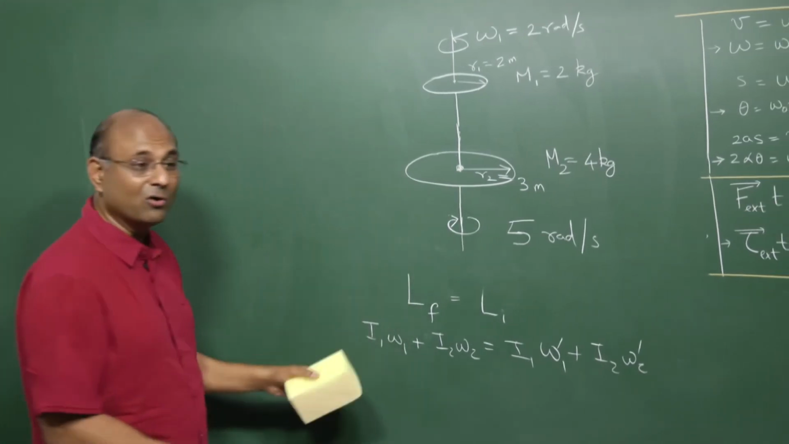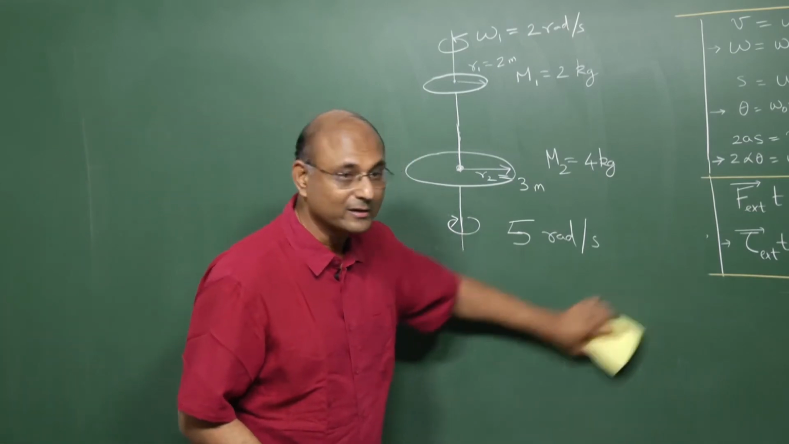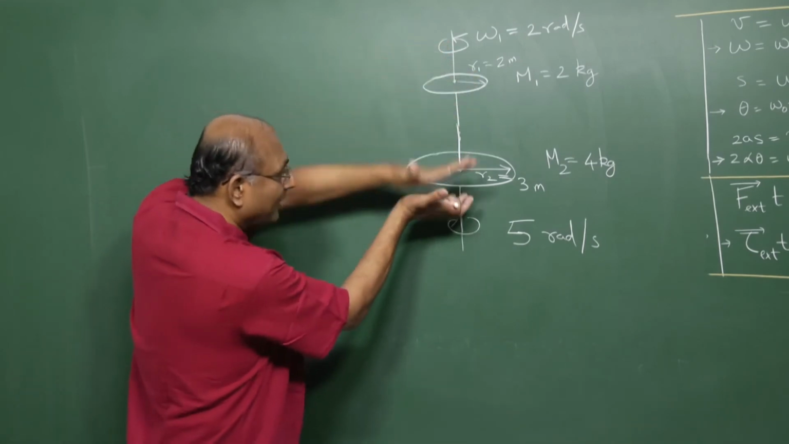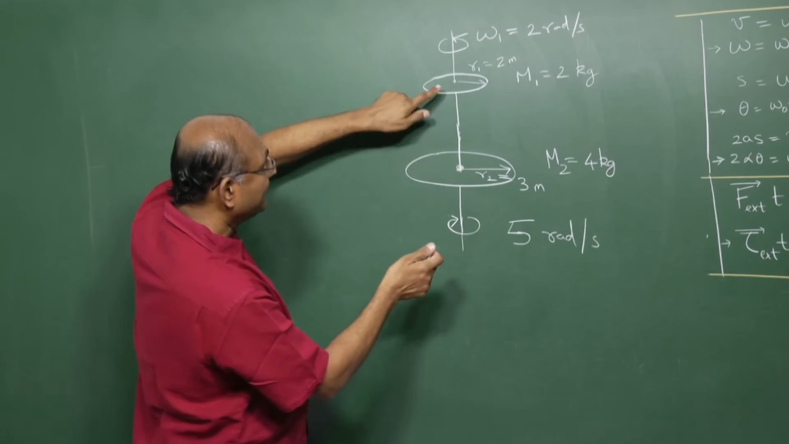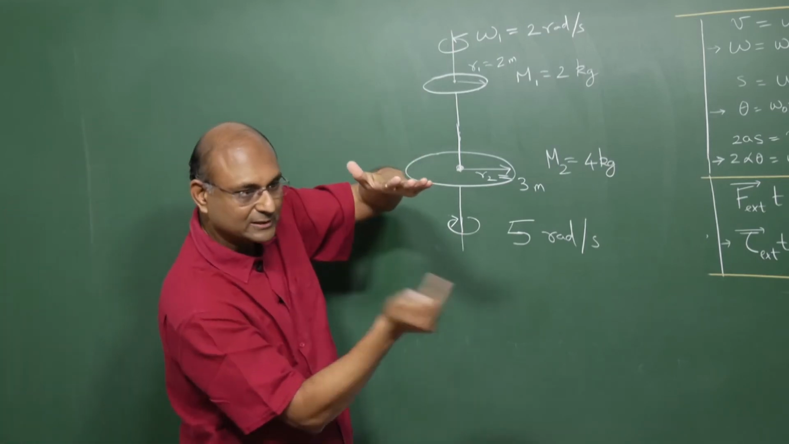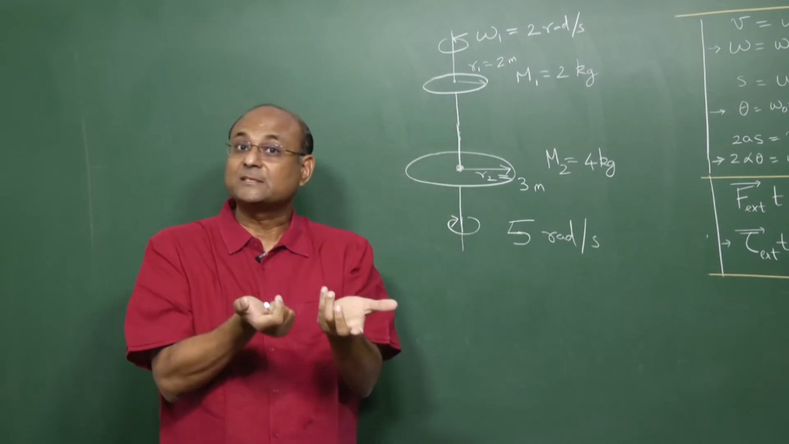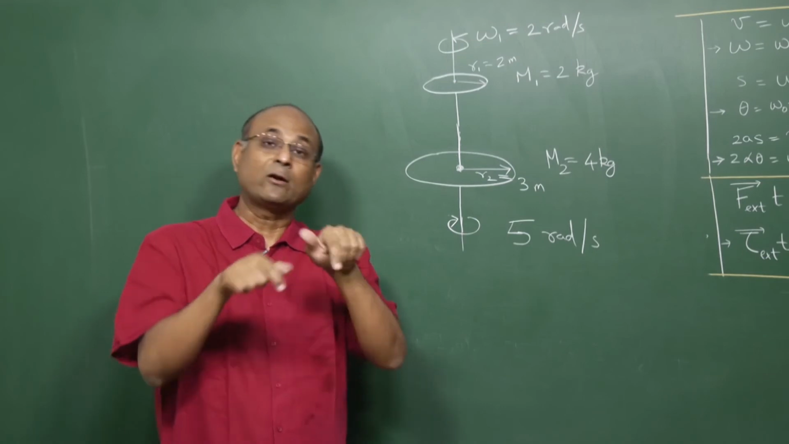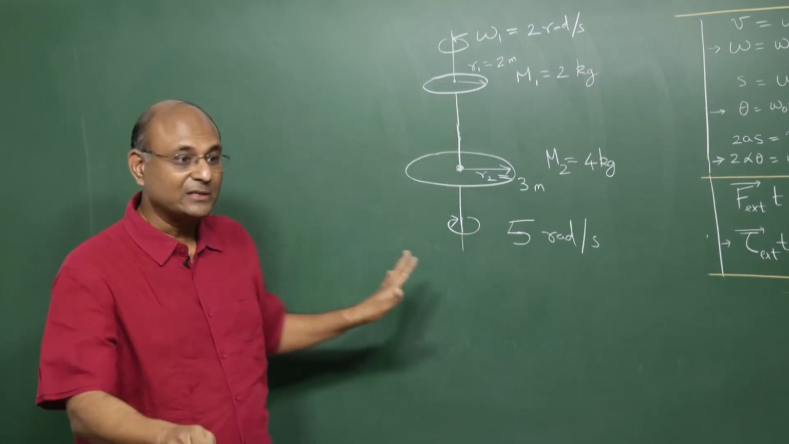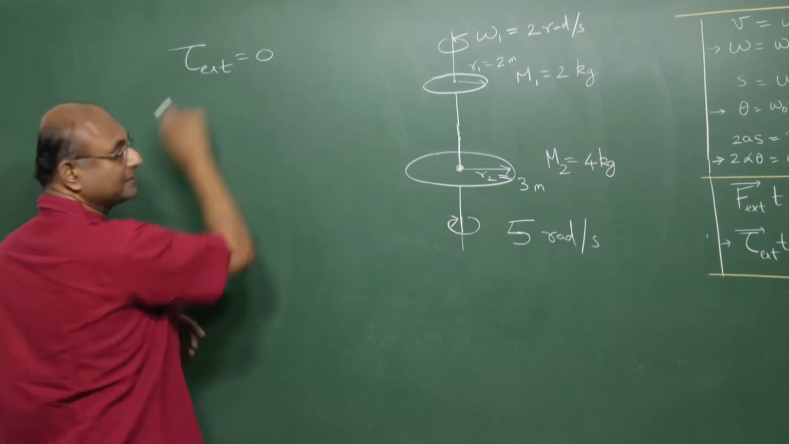But there will be no change, there will be no external torque. Why no external torque? Because when I bring this one down, there is friction. If I think about one surface and the other surface, there is friction due to this one there and friction due to this one there. But about this axis, both frictions are equal, action and reaction. They are in opposite directions and therefore their torque is 0. External torque is 0. So in this case, external torque is 0.